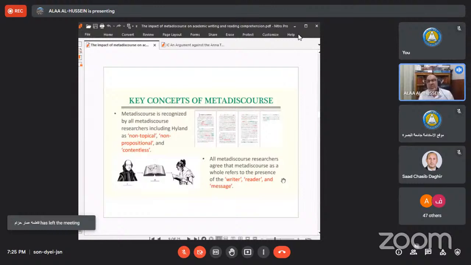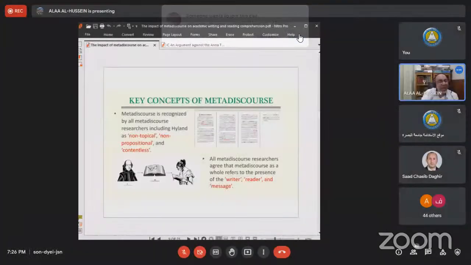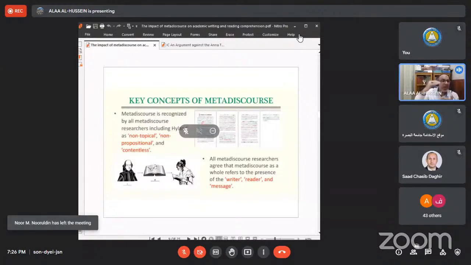The other key concept: all meta-discourse researchers agree that meta-discourse as a whole refers to the presence of the writer, reader, and the message. And here we have this photo that gives some indication about this meaning. So here we have what? We have the writer who writes the message, who gathers those ideas into a text. And those ideas, when gathered to be written, should not be written as a list of propositions, one by one, idea, and then another idea, then another idea.